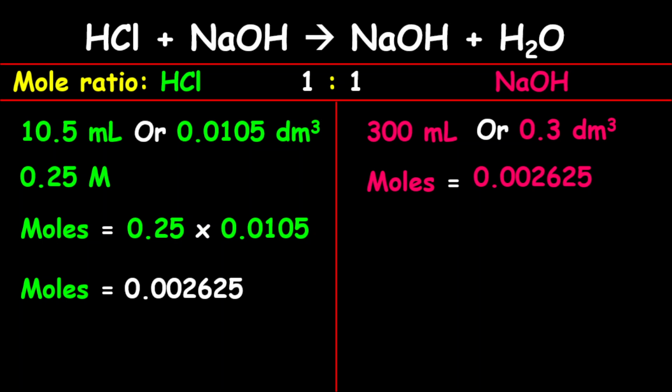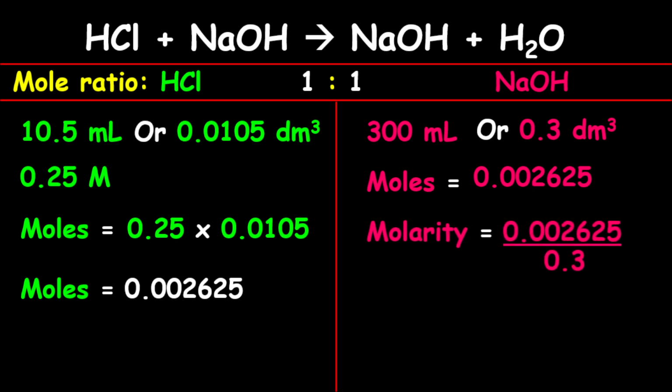0.002625. Now, since we have the volume and the number of moles of sodium hydroxide, we can find the molarity of sodium hydroxide, which is given as 0.002625 divided by 0.3. Therefore, the molarity of sodium hydroxide is 0.00875. I hope this was really helpful for you.